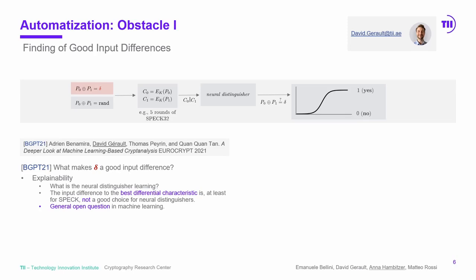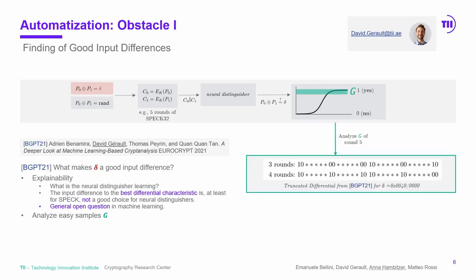To understand which pairs are really the good ones for the neural distinguisher, Benamira et al. have realized easy samples G. And the easy samples are decided with a very high confidence level to belong to the fixed plaintext difference. And they have analyzed them in great detail and have related the best pairs for the neural distinguisher in round 5 to truncated differentials in round 3 and round 4.